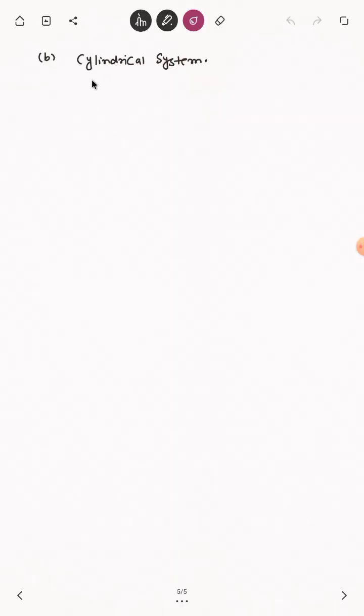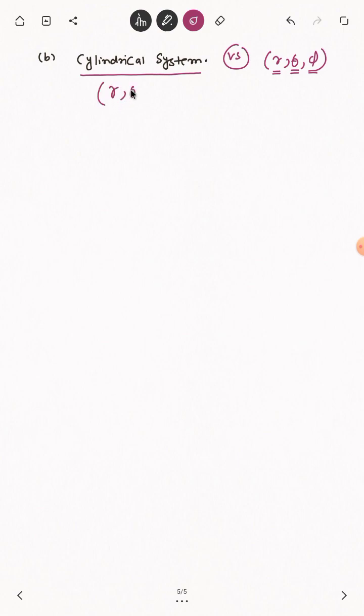Next comes cylindrical system. This is another coordinate system. In contrast, if we compare, in spherical polar coordinate system r theta phi, we see two angular displacements and one linear. But in cylindrical system, specifically we will like to use three important types.